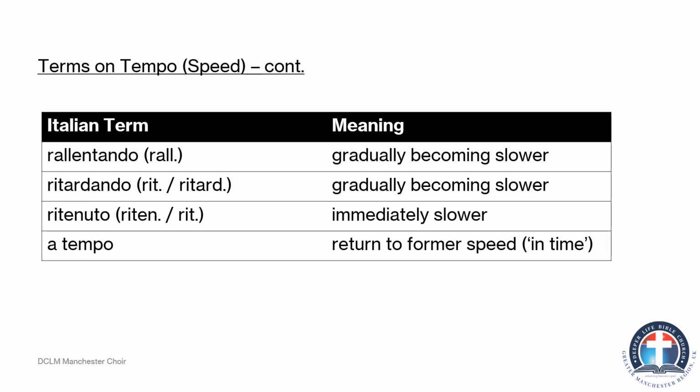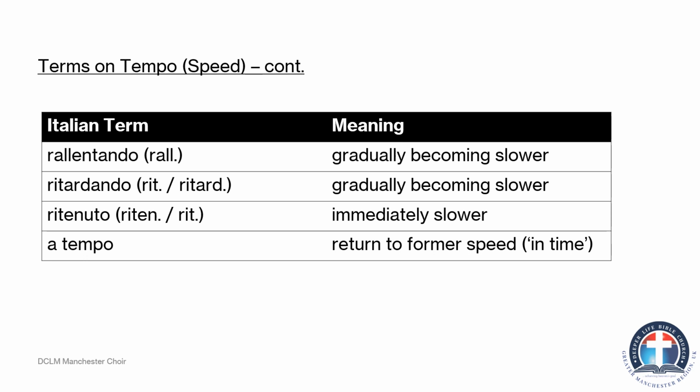So ritenuto means immediately slower. So it means it's not gradual. It's just like you are coming to somewhere and you need to just press your brake and start slowing down almost immediately. So immediately you get to that point, become slow. So that's what ritenuto means.